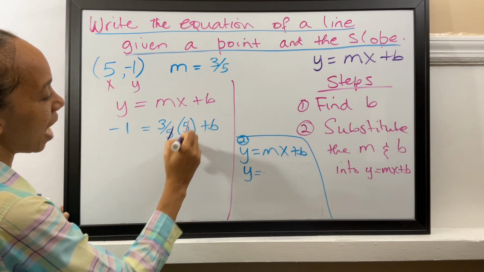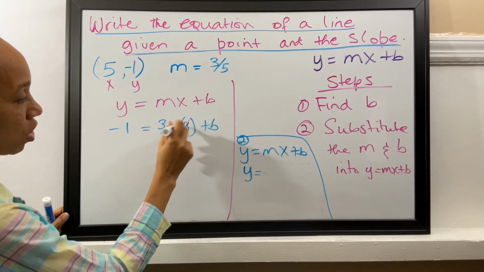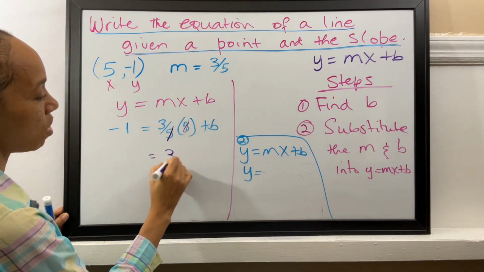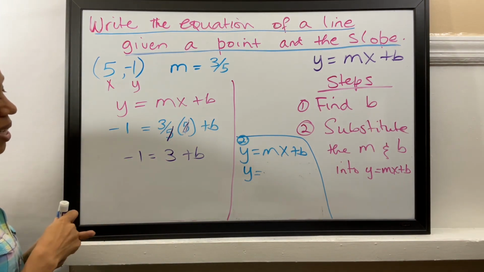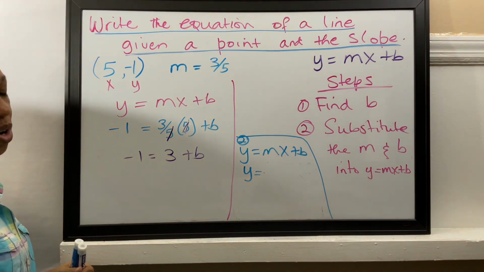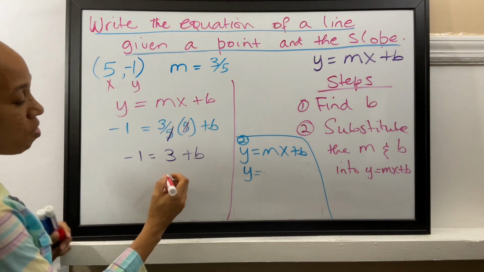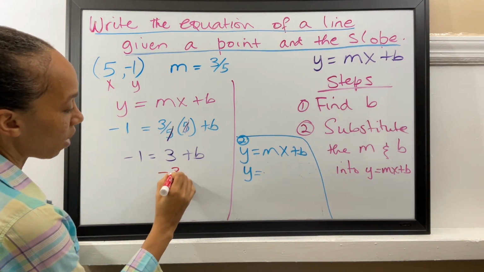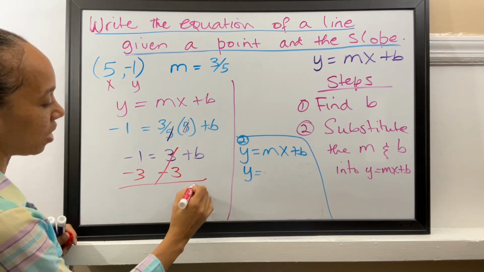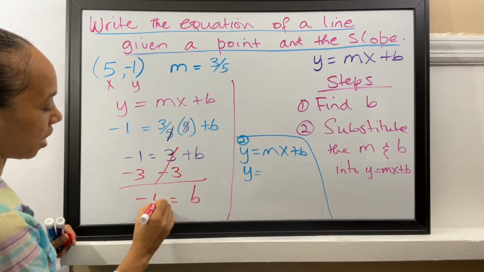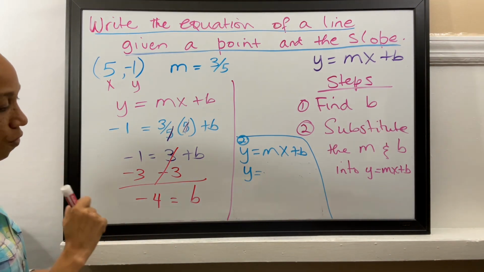So this is going to cancel out, and you're left with just 3. So this is going to be 3 plus b and the -1 here. So because I have the 3 here, I need to find the inverse of 3, which is subtract 3. And whatever I do on one side, I have to do it on the other side. This is canceled out. B is going to be -4. So b is negative 4.